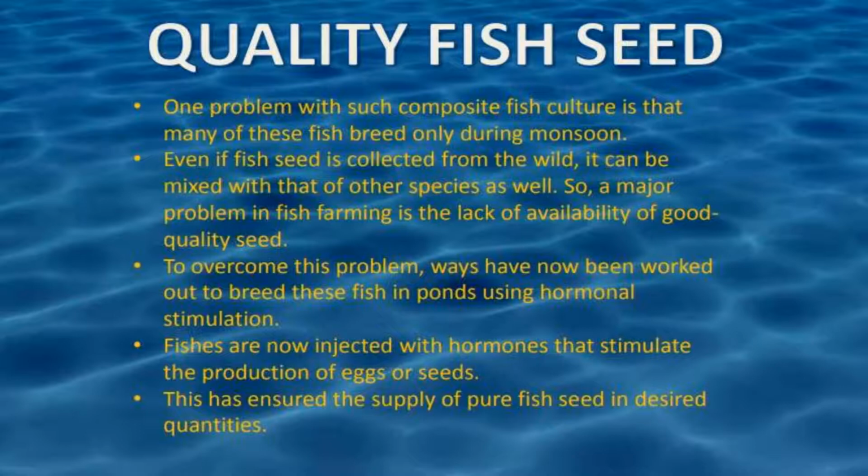Even if fish seed is collected from the wild, it can be mixed with that of other species as well. So, a major problem in fish farming is the lack of availability of good quality seeds. To overcome this problem, ways have now been worked out to breed these fish in ponds using hormonal stimulation. Now friends, fishes are injected with hormones that stimulate the production of eggs or seeds. This has ensured the supply of pure fish seed in desired quantities.